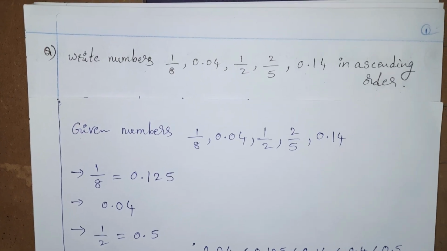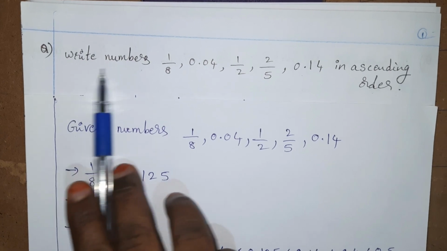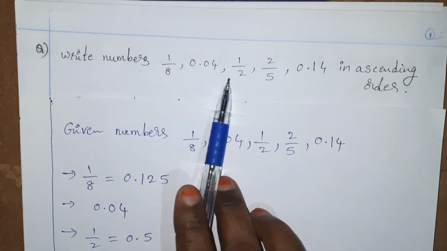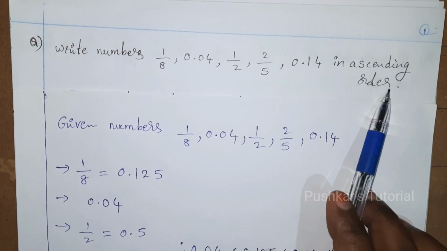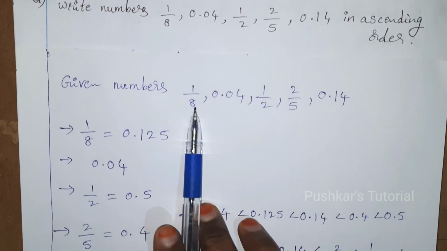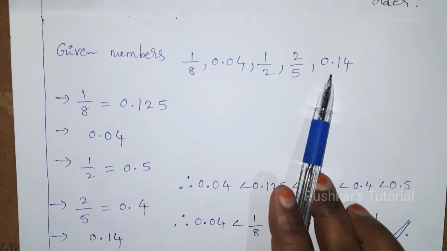DSC 2024 Maths questions with solutions. First one, write the numbers 1 by 8, 0.04, 1 by 2, 2 by 5, 0.14 in ascending order. Given numbers are 1 by 8, 0.04, 1 by 2, 2 by 5, 0.14.